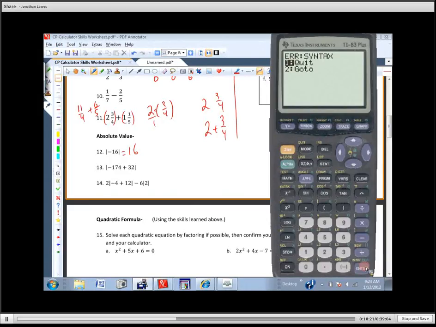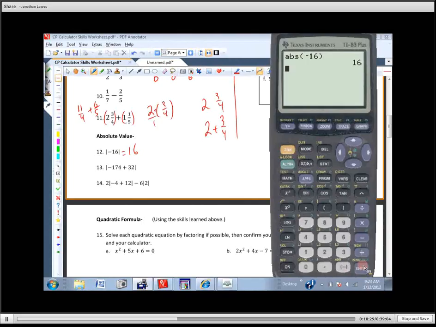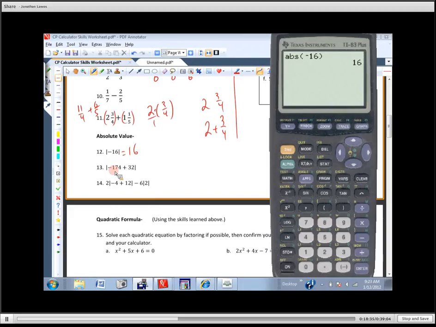So if I hit enter, it says I've got a syntax error. I didn't put the right thing in. So I'm going to go to that, and I'll just edit that. I'll just put a negative there, and that'll give me the right answer. Okay? Any questions? Okay. 13's easy, right?